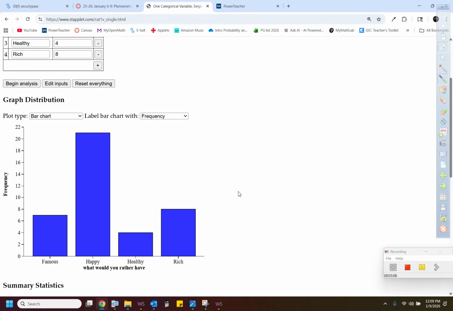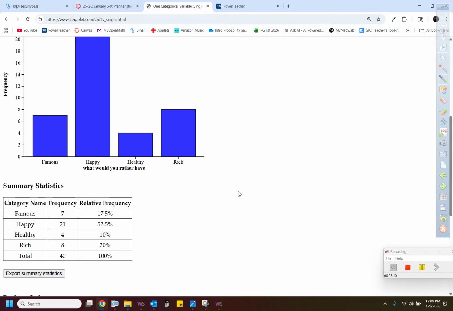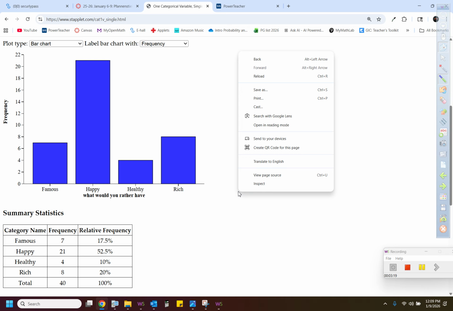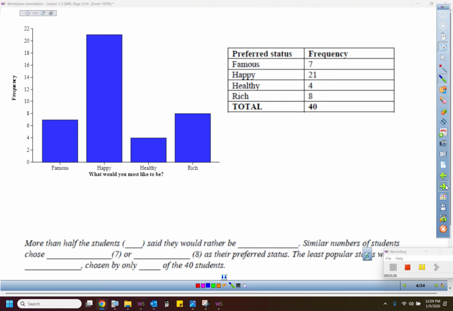But if I begin the analysis and look down here, it tells me way down at the bottom that I did have my total of 40, right? So that's good. But they say make a bar chart of this just to do it. The only reason I had you type that in is so you could practice one more time how to put that data in. So we have done that, and there it is on my screen right there.